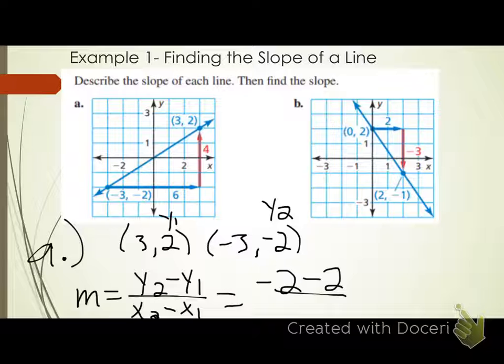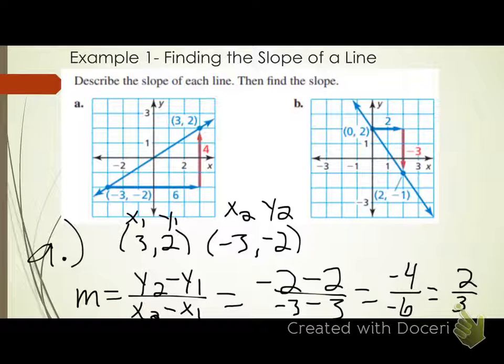What's my second x value? Negative 3. Bring your minus sign over from the formula. What's my first x value? 3. Everyone okay with how I plugged in? Negative 2 minus 2 is negative 4. Negative 3 minus 3 is negative 6. Once again, a negative divided by a negative gives me a positive. And what would 4 over 6 reduce to? 2/3. Did I get the same thing I got earlier? You did. So you can do either method. Either way will work. Questions on letter A?